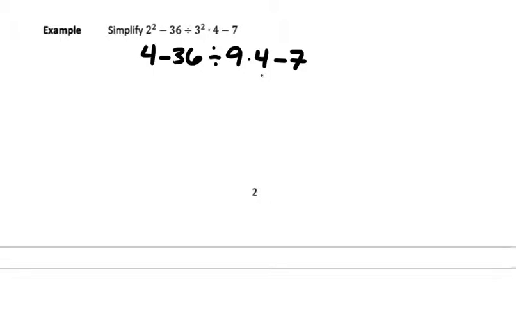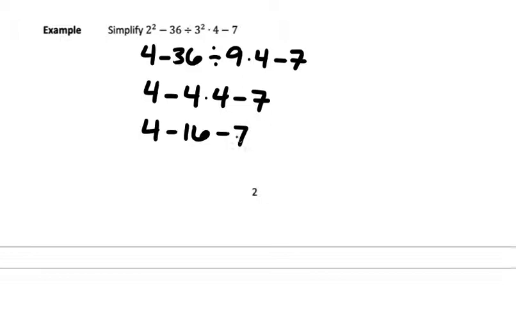Now this is what I was talking about with multiplication and division. It's tempting to multiply 9 times 4 next and then do 36 divided by 36. But the division here comes first if we go from left to right. So I do 36 divided by 9 before multiplying by 4. 36 divided by 9 is 4, and 4 times 4, and then minus 7. Then I do the multiplication next. 4 times 4 is 16, and then all I have left is subtraction. 4 minus 16 is negative 12, and then negative 12 minus 7 gives me an answer of negative 19.